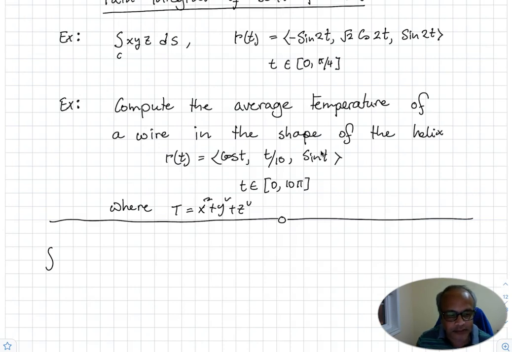So for this type of simple integration, which is called the path integral, the first thing you look at is the path, the parameterization and the limit. So here the limit is for t from 0 to pi by 4. So the integration will be going from 0 to pi by 4. The parameterization tells us what is x, what is y, what is z in terms of the parameter t, and the integrand is xyz. So let's write down that.